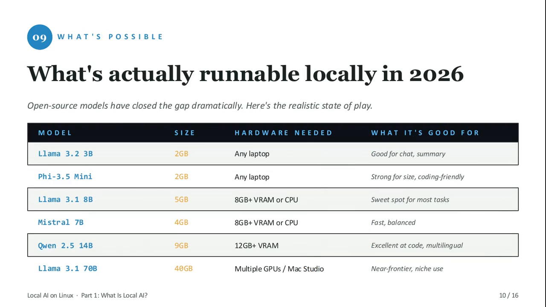So which models can you actually run? At the low end, something like Llama 3.2 3B or Phi 3.5 Mini fits in 2 GB and runs on any laptop, genuinely useful for chat and summaries. The sweet spot for most people is the 7 to 8 billion parameter range, like Llama 3.1 8B or Mistral 7B, which need about 8 gigs of VRAM or will run on CPU if you're patient. Step up to Qwen 2.5 14B for serious coding work, and only chase the 70B models if you have multiple GPUs or a maxed-out Mac Studio sitting around.